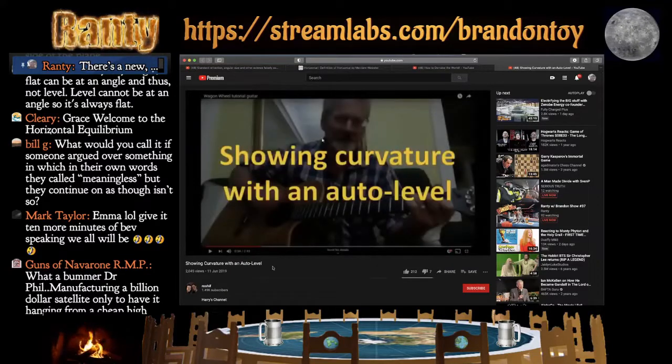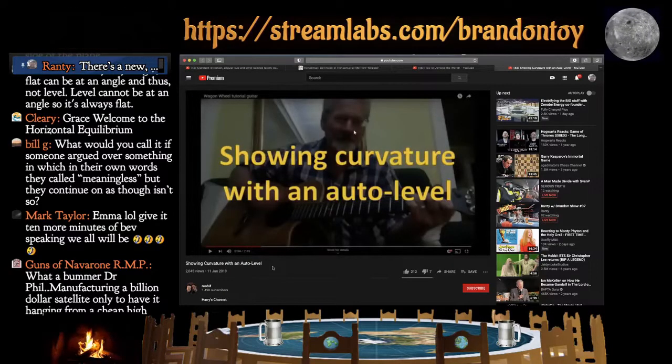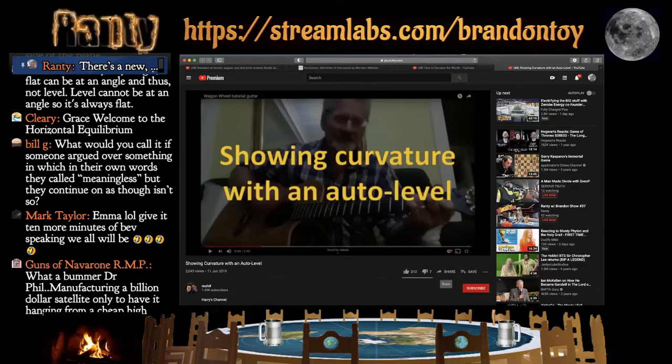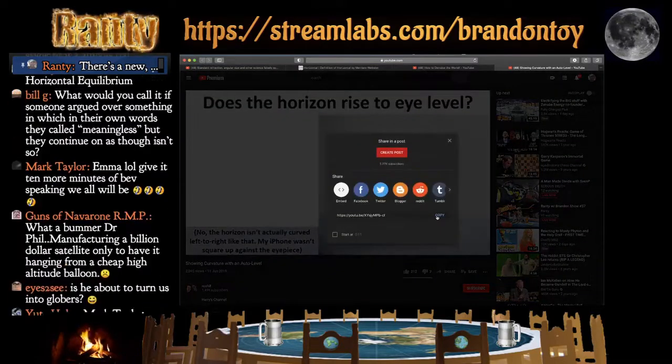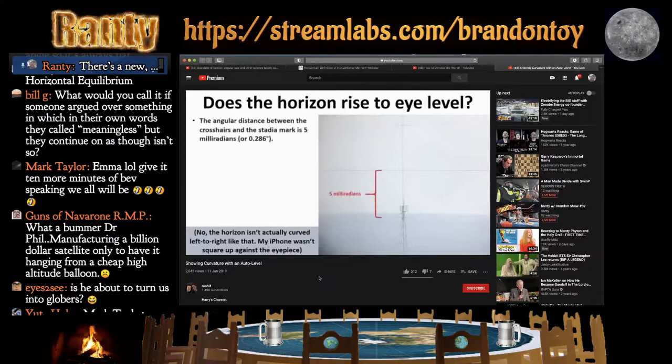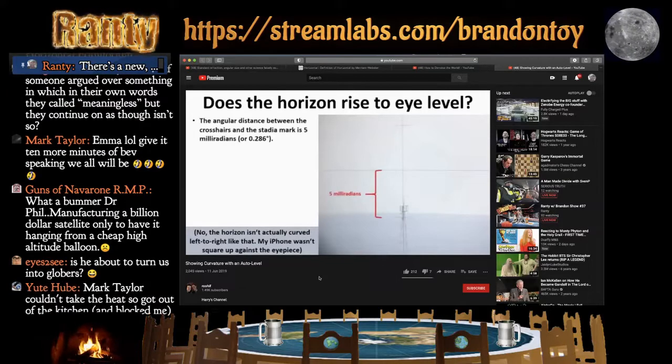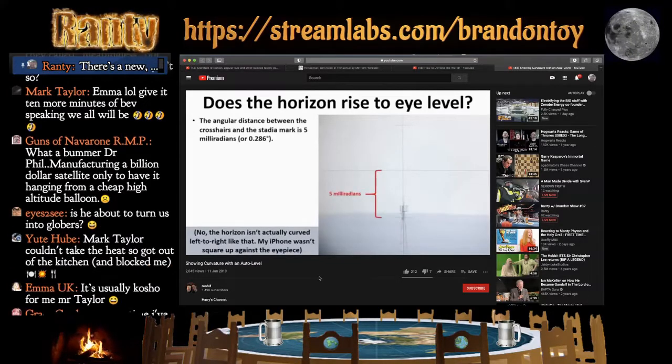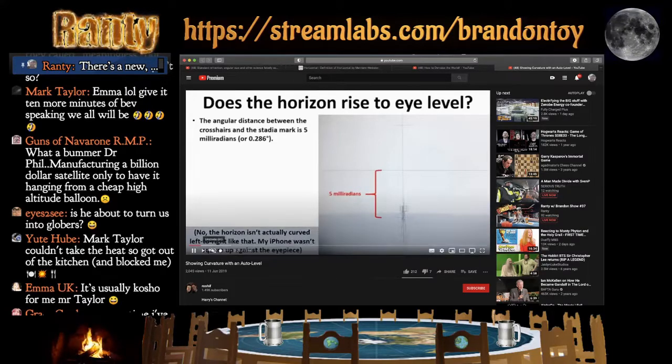So here we're starting. Showing curvature with an auto level. It says no, the horizon isn't actually curved left to right like that. My iPhone wasn't square up against the eyepiece. Does the horizon rise to eye level? The angular distance between the crosshairs and the stadia mark is 5 milliradians or 0.286 degrees.